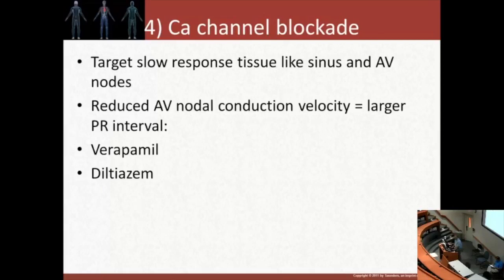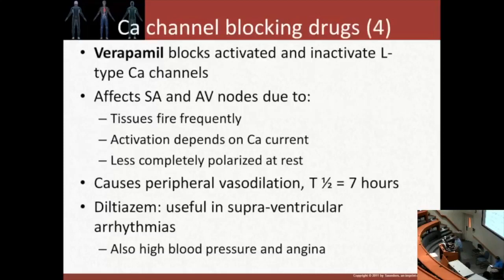Our prototype was verapamil and diltiazem, at least towards the end. Okay. So let's quickly summarize verapamil. Verapamil blocks those active and inactive L-type calcium channels, and that's going to have direct effects on the SA and the AV node. So now the tissues are going to fire less frequently. The activation is going to depend on the calcium currents, and these tissues are going to be less completely polarized at rest. We're going to see peripheral vasodilation.